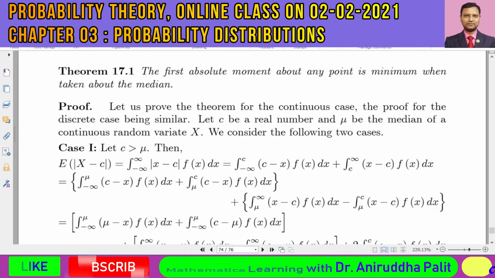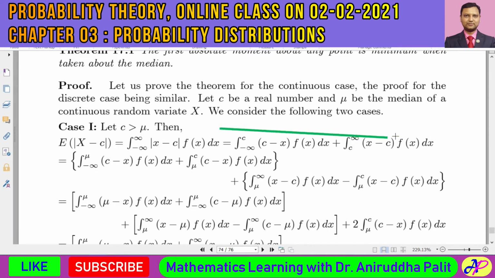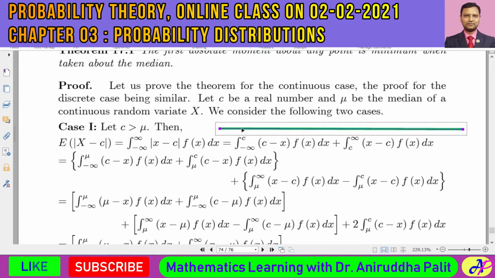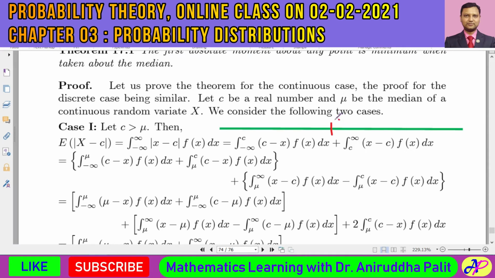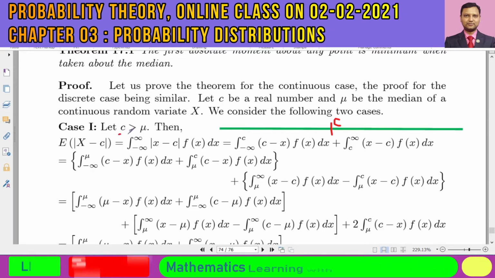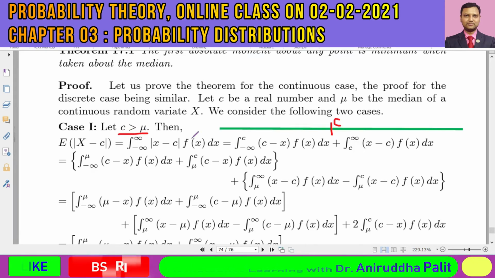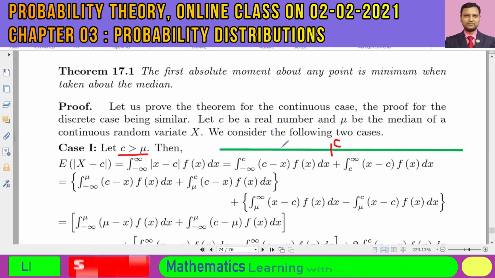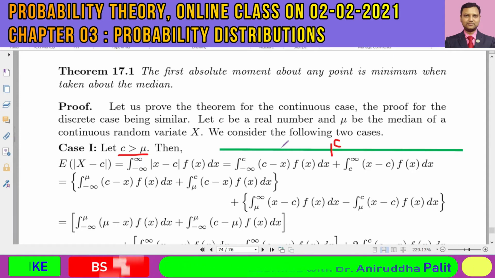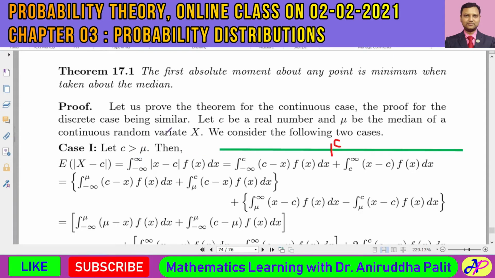Over here, let's try to draw a line. Suppose the first absolute moment is taken about the point c. Over here I have considered this number c, the small c. So suppose this is the position of small c, and two cases may arise: either c may be greater than mu or c may be less than mu. If by chance c is equal to mu, then the result is obviously true. So we are considering two different cases. One case is that c is greater than mu, another case is that c is less than mu. So over here I have taken c greater than mu. That means this should be the position of mu.